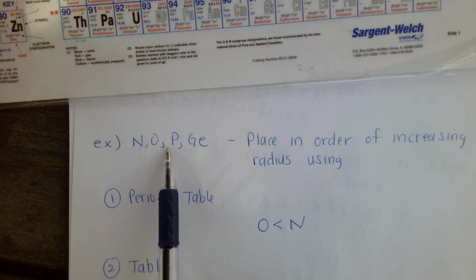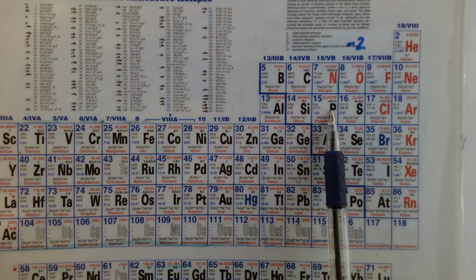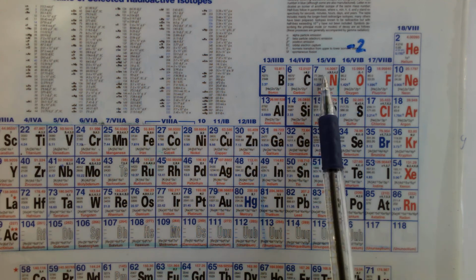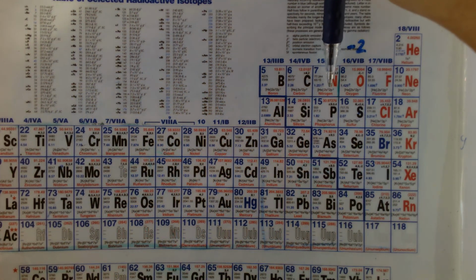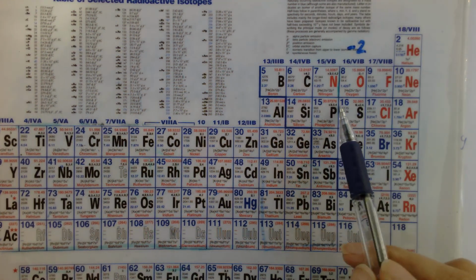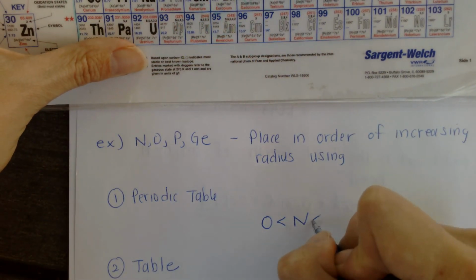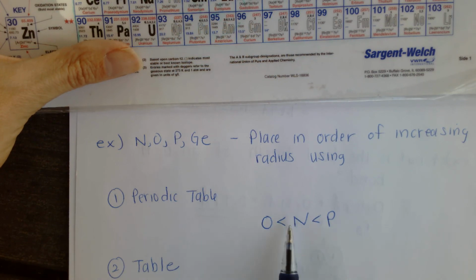Next, let's look at phosphorus. Phosphorus is here, right below nitrogen. So I think we're going to want to directly compare nitrogen and phosphorus. As we move down the periodic table, the radius increases. So phosphorus is larger than nitrogen. Okay, so we'll put our P right there. So we have N, we have O, P.